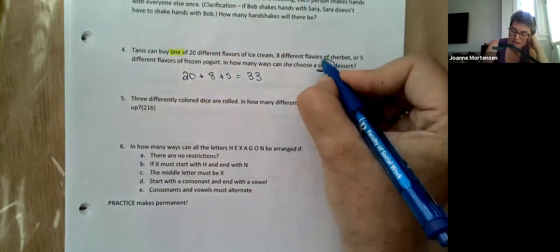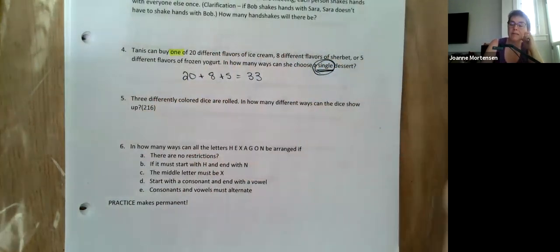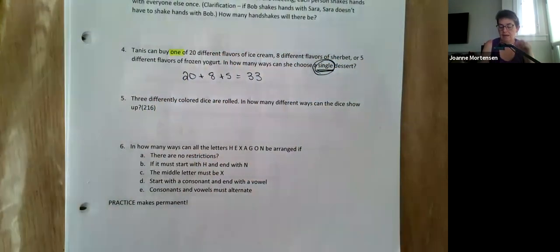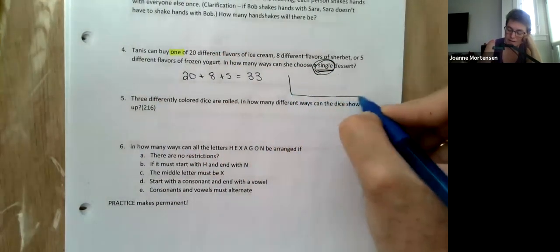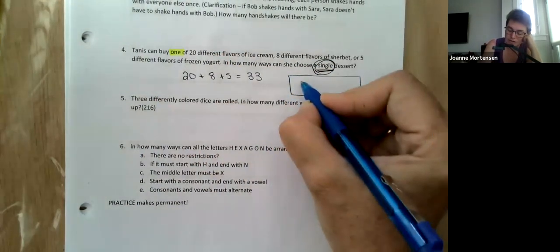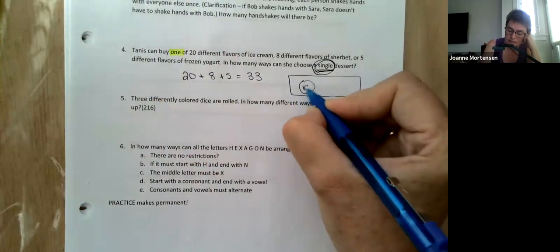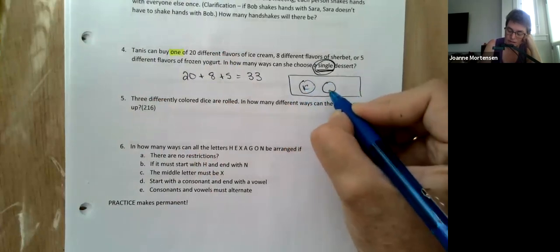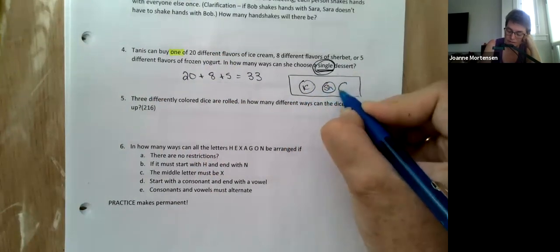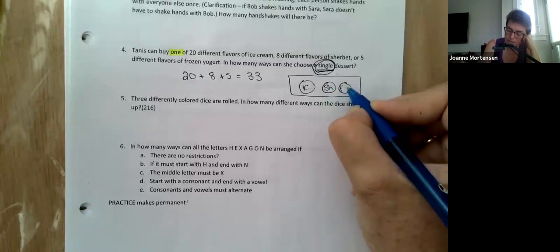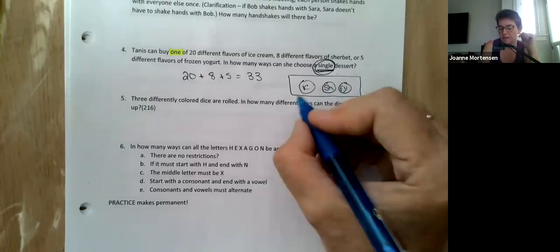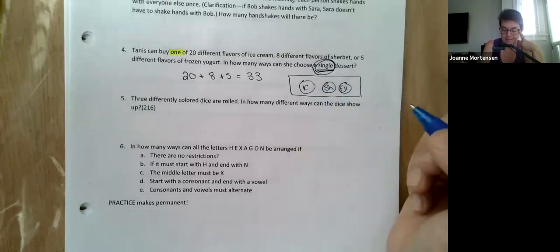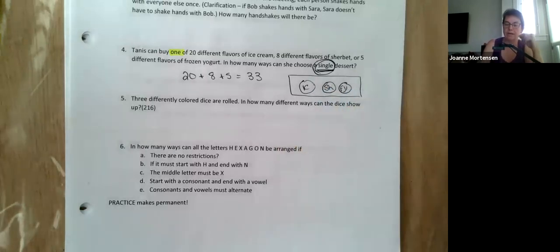Okay, and that's again, because if we were doing a diagram again, these are mutually exclusive. She can do ice cream, or she can do sherbet, or she can do Froyo. But she's not doing this one and that one and that one. Okie dokie.